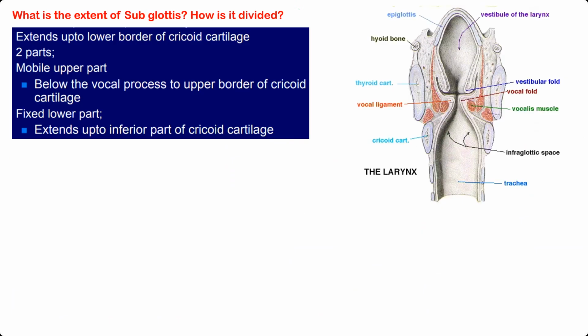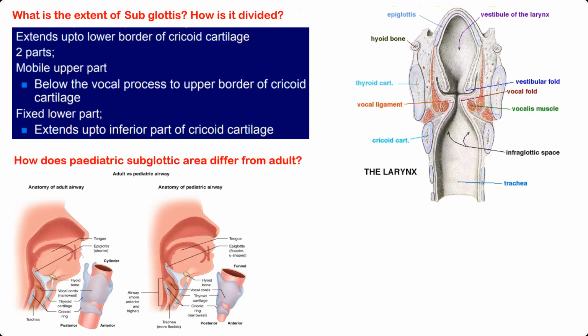Whereas in the pediatric patient, this opening will be slightly larger, whereas the subglottic area will be narrower. Okay, you can see the difference here. This picture will tell you the anatomy of the subglottic region in the adult. It is like a uniform cylindrical tube in the adult, whereas in pediatric patients, it's funnel shaped. It has a larger opening at the top and it becomes narrower.